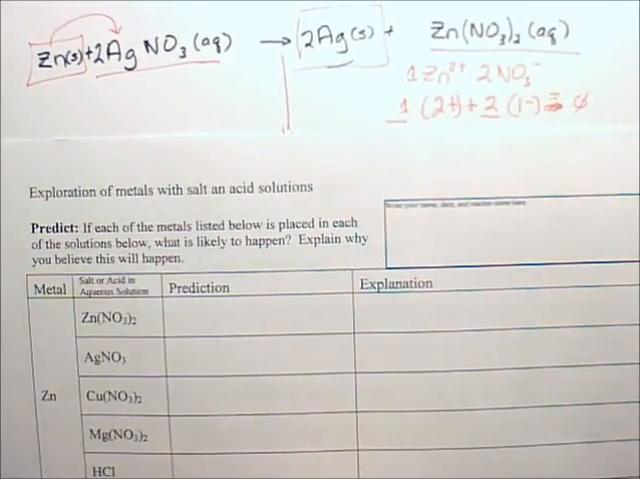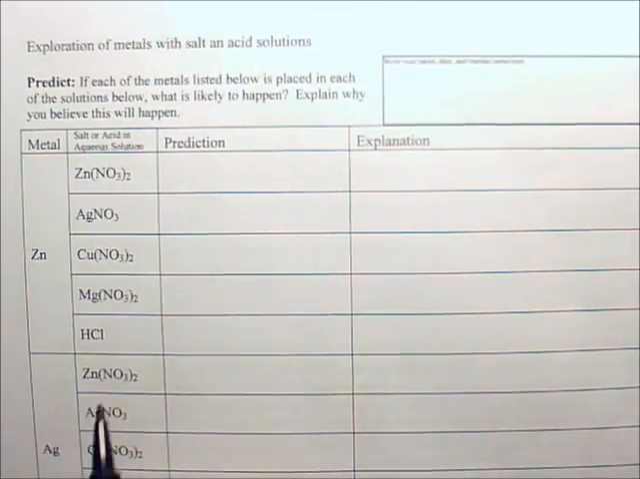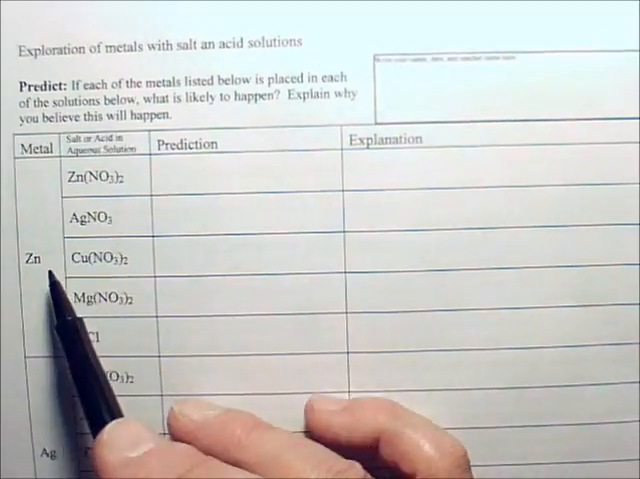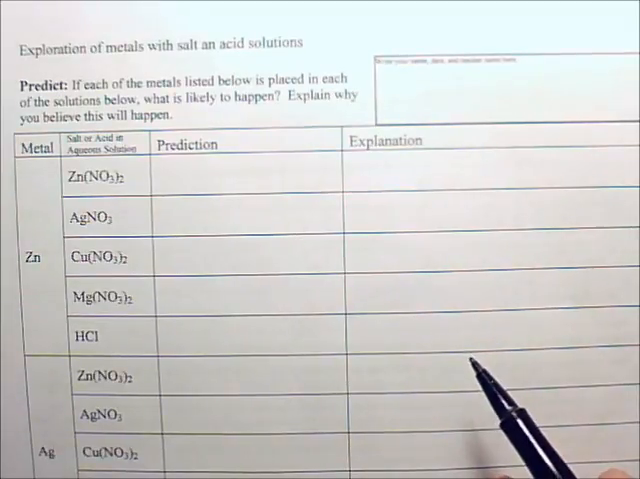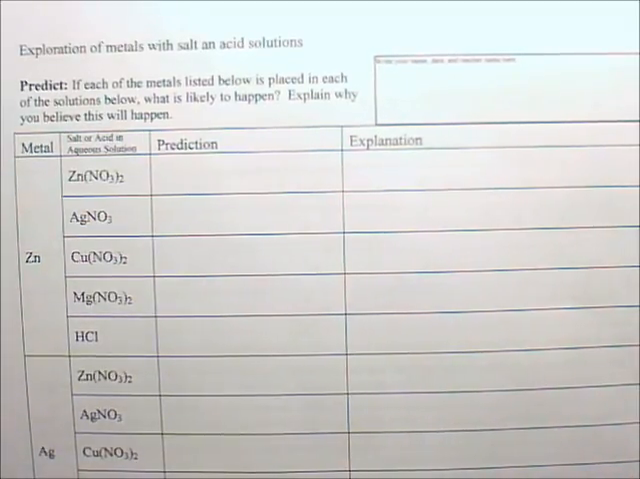If the metal that's by itself in this first column is higher than the metal that's in the formula, or if it's higher than the hydrogen in the acid, it's going to replace it and you're going to have a reaction. If it's not, you're not going to have a reaction. Will zinc replace copper? What do you think? Why? Because copper is lower. There you go. Your prediction is there will be a reaction, or there won't be a reaction. Your explanation is why you think that's the case.